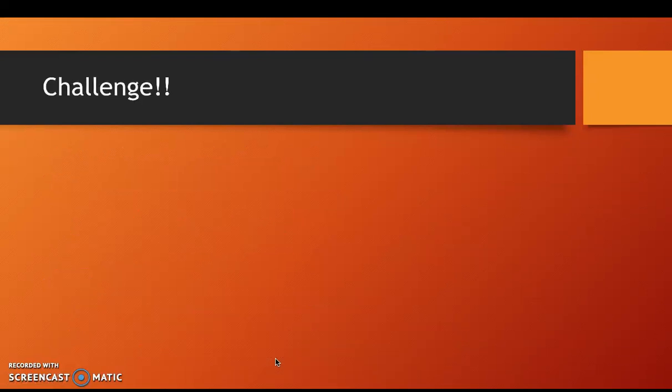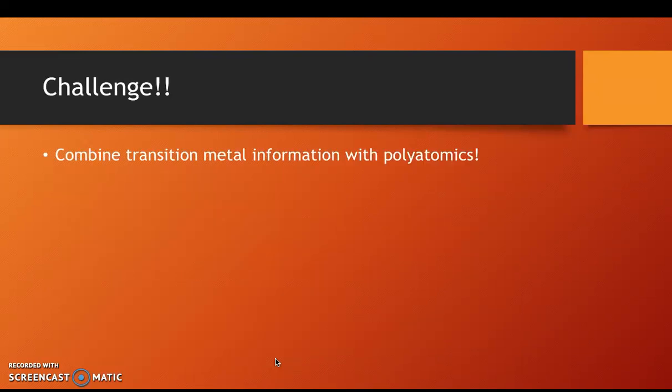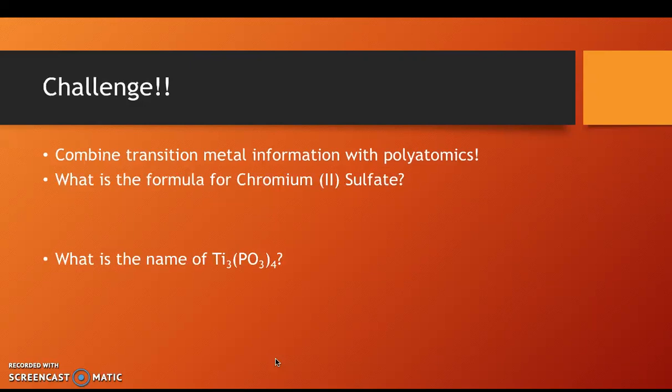Now, challenge. We can combine this transition metal information with our polyatomics. So let's try these two out. Pause the video, try these out, see if you can figure them out. What is the formula for chromium 2 sulfate? And what is the name of Ti3(PO3)4?